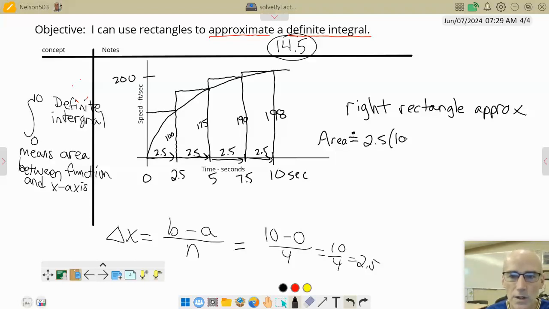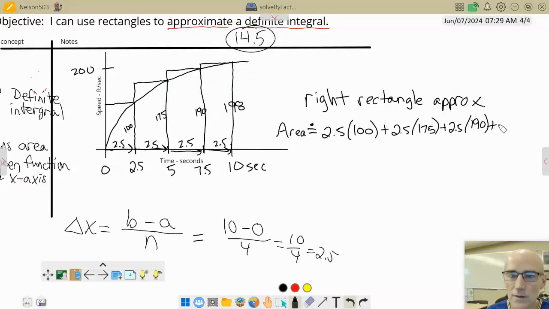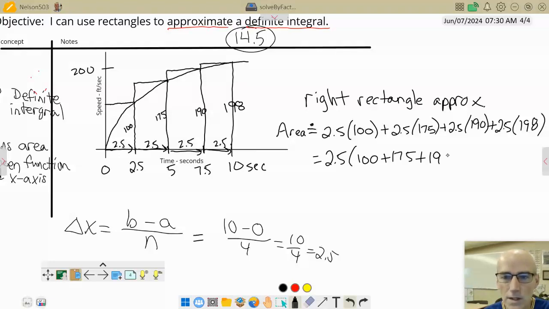2.5 times 100 plus 2.5 times 175 plus 2.5 times 190 plus 2.5 times 198. Okay. Now you see they all have 2.5 in them. So sometimes they factor out that 2.5. They put down like 2.5 times 100 plus 175 plus 190 plus 198, right? And by the way, this would be a distance that she's traveled.